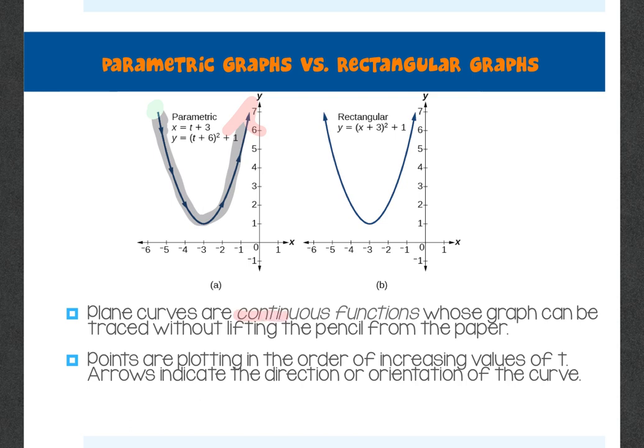All right, so continuous functions, meaning these will never start and stop. They can start and stop at the beginning and the end, but not in between, okay? There are no holes in these graphs. They can be drawn without lifting your pencil or your stylus from your screen. The points are plotted in order of increasing value of t. Arrows indicate the direction or orientation of the curve. So like we said, the arrows will point towards the larger t. They call that direction, or they call it orientation.